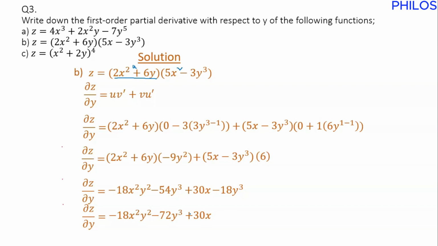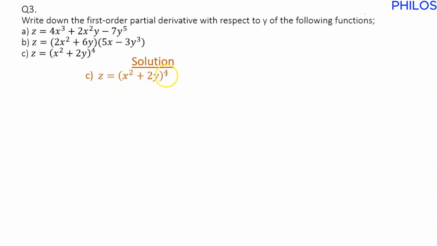So let's look at question C. Z equals x squared plus 2y all exponent 4. To differentiate z with respect to y, in this case, where you have the whole thing in the bracket having one single exponent, we are going to use the chain rule. So to get partial z partial y, we can say partial z partial u times partial u partial y. Now what do I mean by this? What we are going to do is let what is in the bracket be equal to u. So u equals x squared plus 2y, only the one in the bracket.